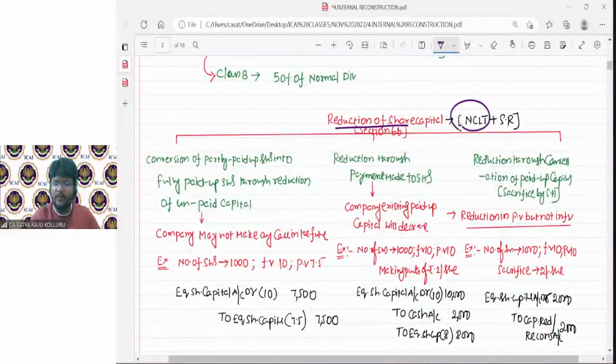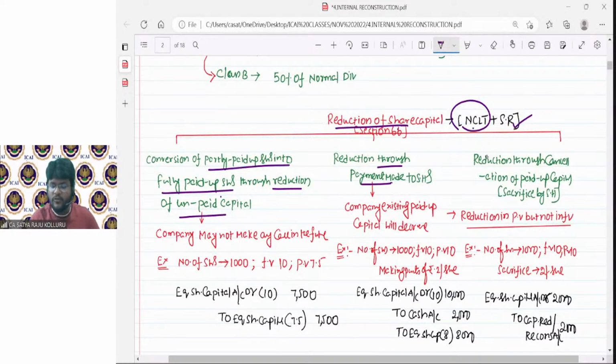Reduction of share capital. For this, National Company Law Tribunal approval plus a special resolution should be required. So this may happen through three different situations. First, conversion of partly paid up shares into fully paid up shares through reduction of unpaid capital. We already checked, there is no change in the paid up capital here, but there is a change in the face value. Example we have also seen, and I gave a different example.